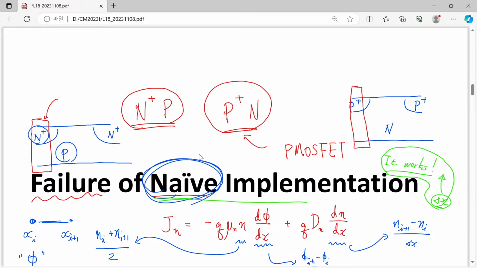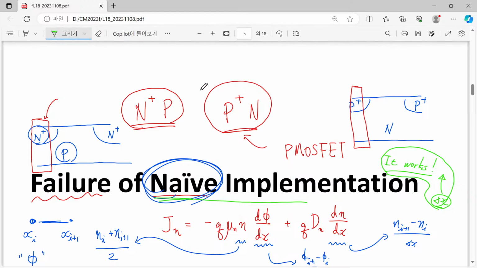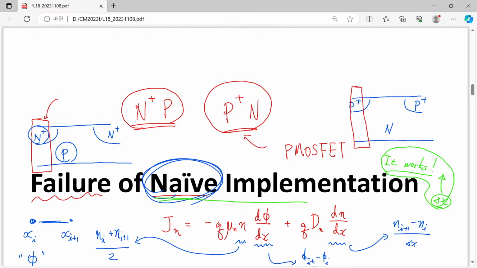So that's the reason why next Wednesday we will talk about the Scharfetter-Gummel scheme. Are you with me? Okay, then I will wrap up today's lecture, and let's meet again next Wednesday. I will upload my recorded video before our Monday session starts. Thank you.